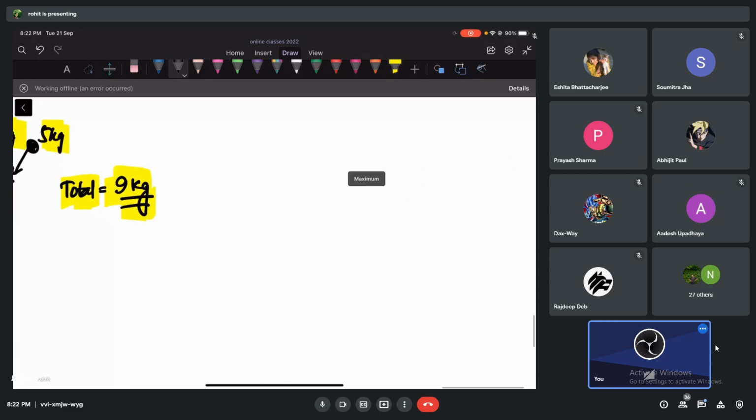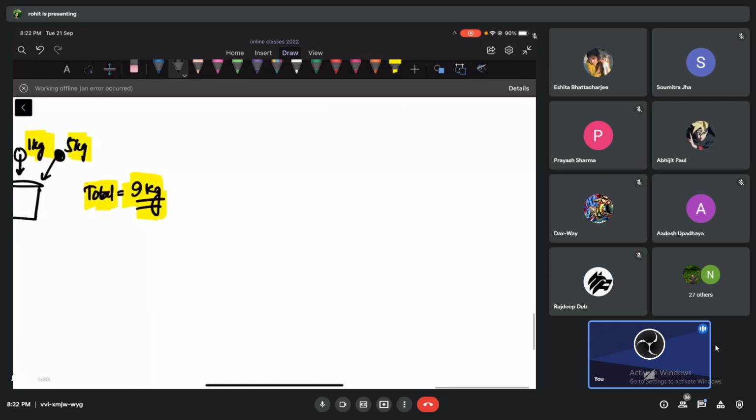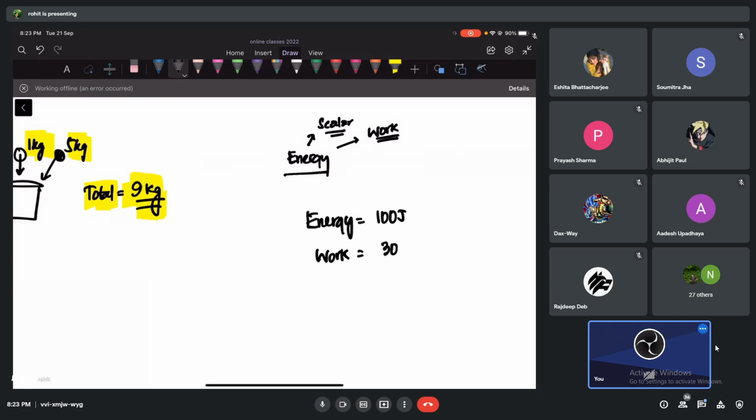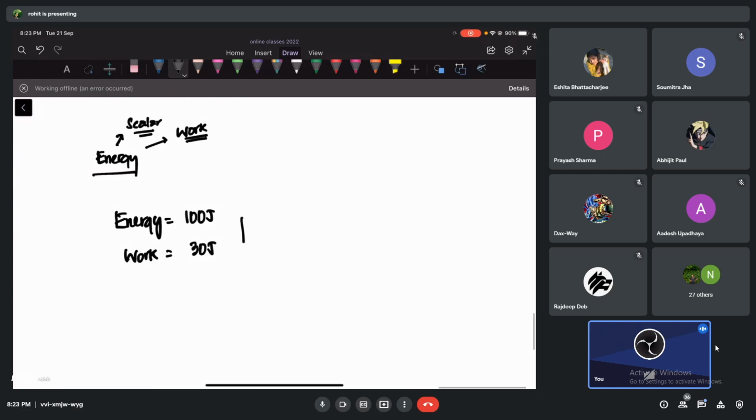Very easy. Say you have an energy. Energy is a scalar, by the way. Even work is a scalar. I'll give an example. Suppose I have an energy of 100 joules, and then I do a work of 30 joules. Now tell me, is my energy still the same, or is it going to reduce?